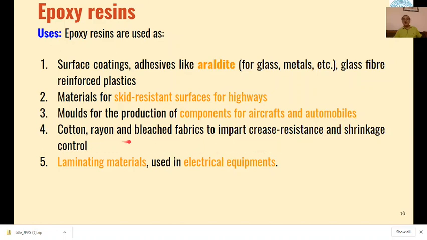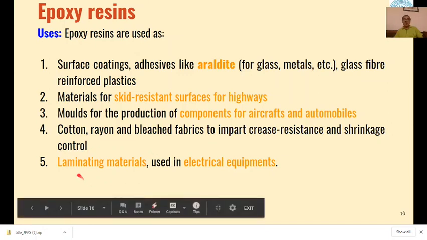Then cotton, rayon and bleached fibers are coated with these epoxy resins so that they can have crease resistance and shrinkage control. So cloth will not shrink if we have coated it with the epoxy resins. Then they have been used as laminating materials also, and also in the manufacture of electrical equipment.